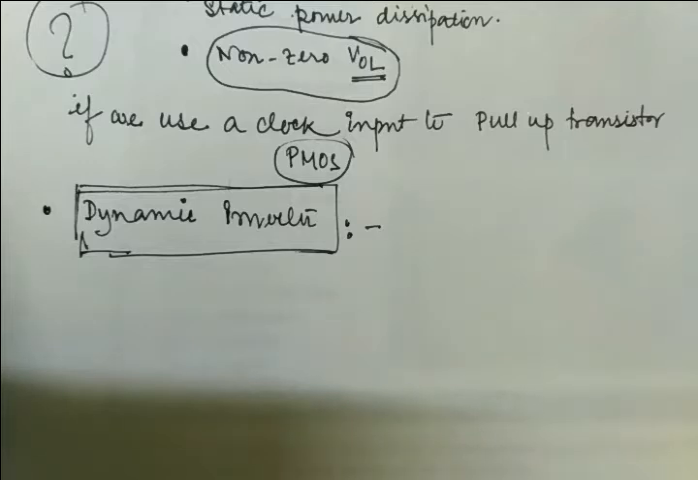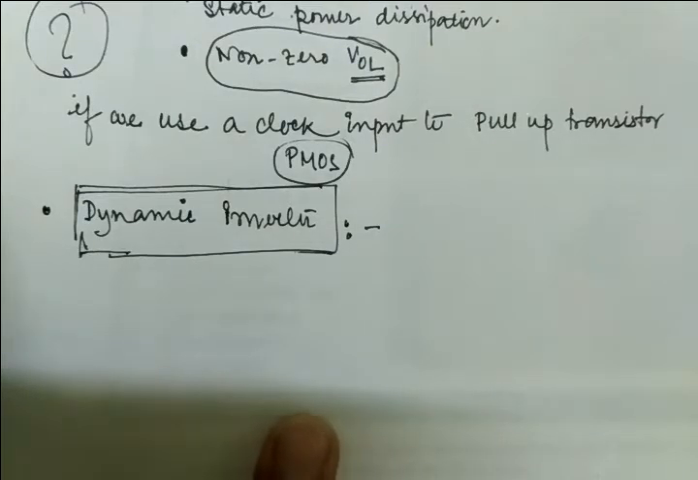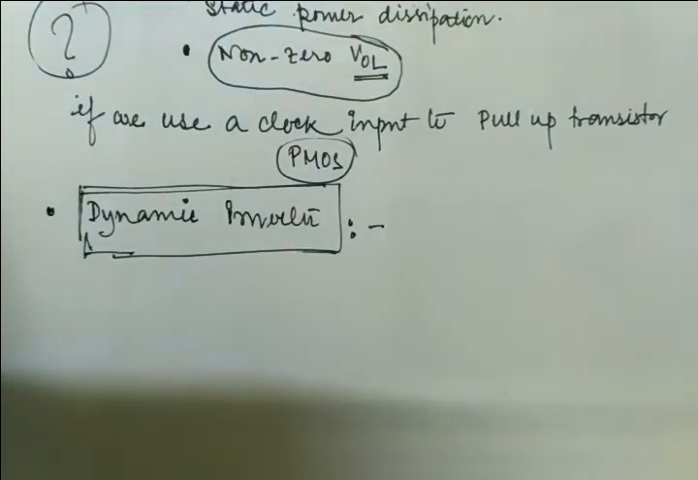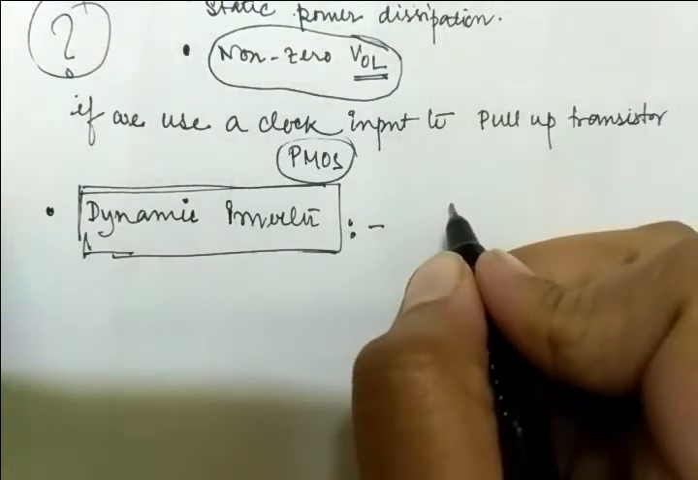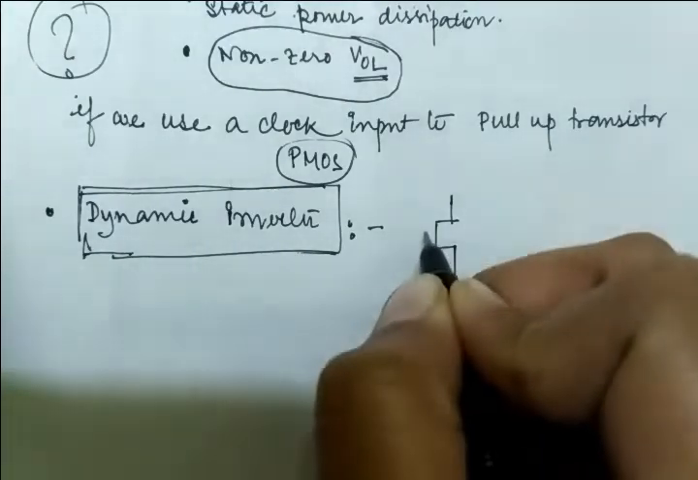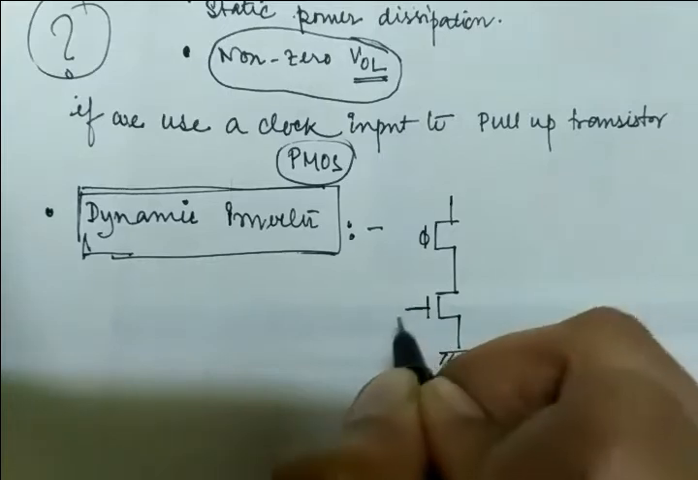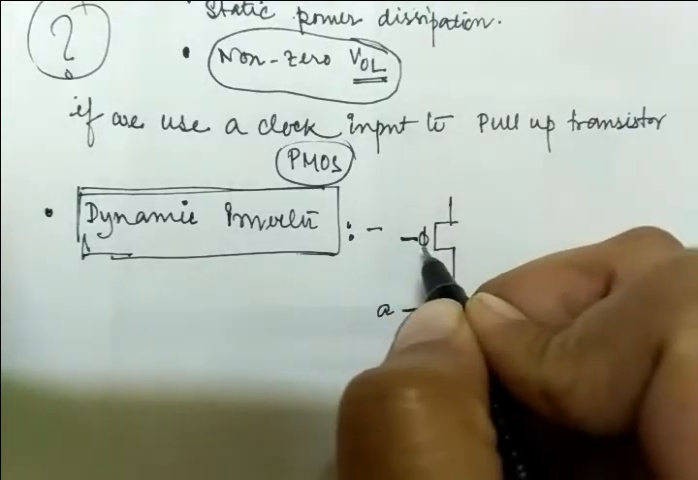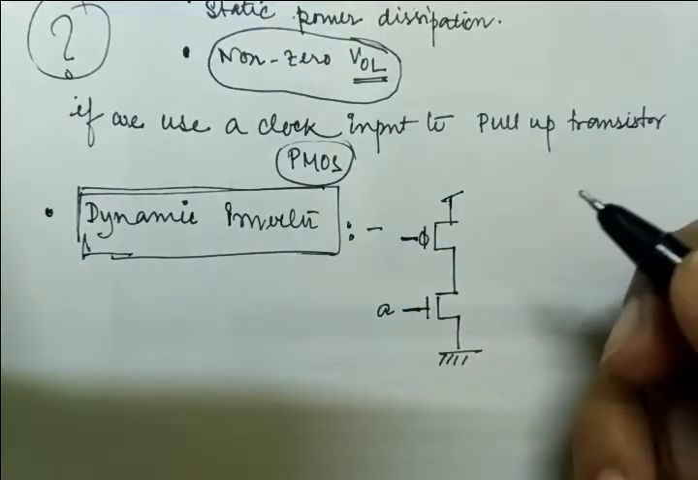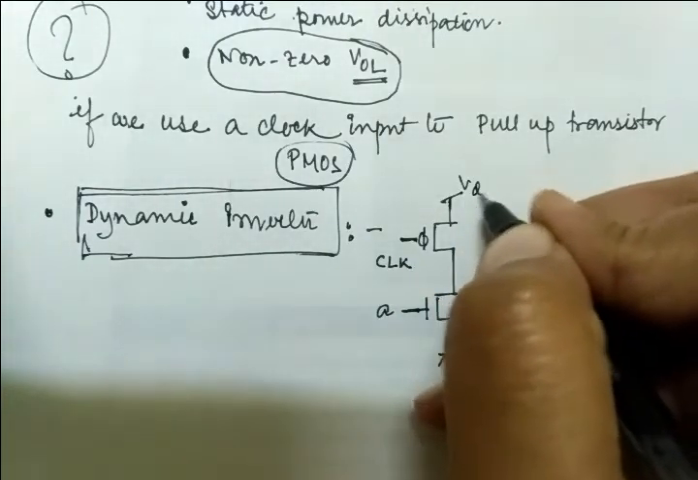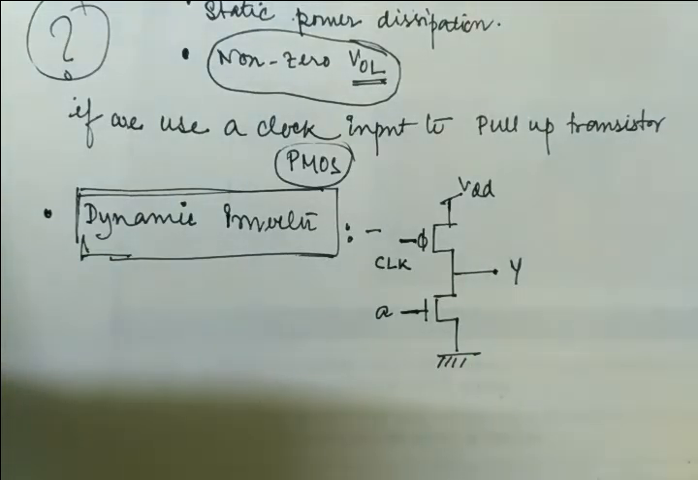Okay, first I will draw the general diagram, and then I will draw the dynamic inverter circuit. First of all, I have already written the heading of dynamic inverter. So let's draw what the dynamic inverter is. You all know this. This is your PMOS, this is your NMOS, and at the NMOS there is an input. Suppose this input is A, and I said in the previous section that the PMOS will be a clocked PMOS. So here it will be a clock pulse, right? And this is VDD, and this is your output, Y. Okay, so it is the dynamic inverter circuit, right?